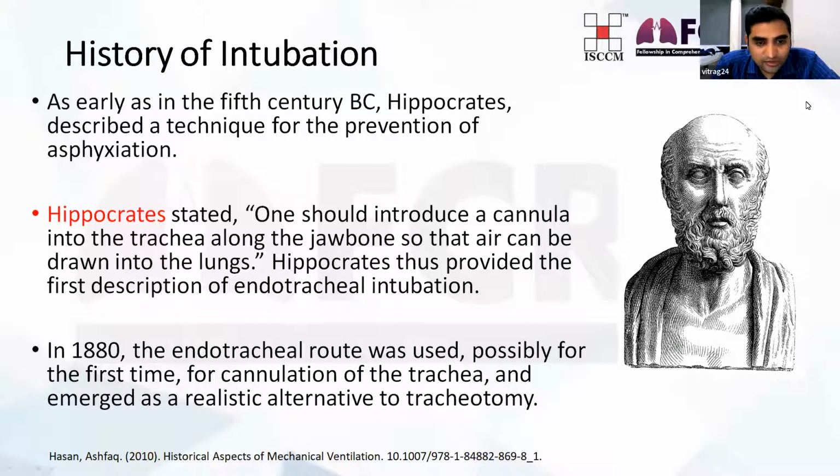And it took so many years to technically get the endotracheal tube and use it in a practical scenario. In 1880, the ET tube, the endotracheal route, was used for the first time for cannulation of the trachea, and before that tracheostomy was being used instead of the endotracheal route.